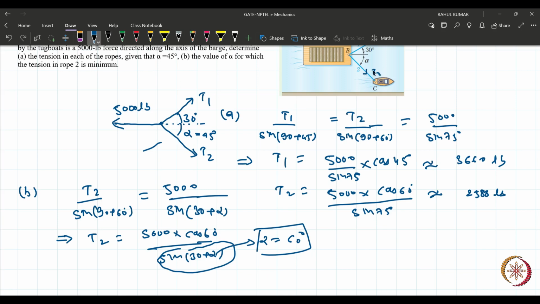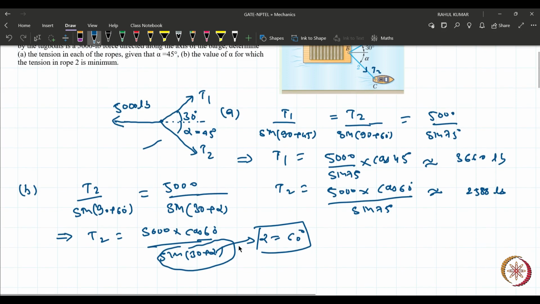Okay. It is asking about T2. Did you get it? By Lami's theorem, you can write it like this. Now you want to find T2 to be minimum. Now see this ratio. This ratio will be minimum when this quantity will be maximum.